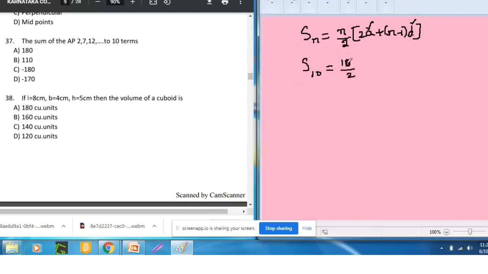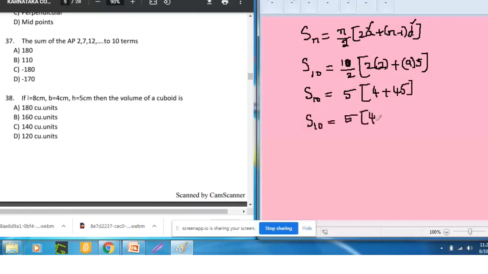N by 2 means 10 by 2 into 2a. A is first term which is given as 2, plus n minus 1. 10 minus 1, they are asking to find 10 terms, so 10 minus 1 is 9 and common difference will be 5. So 2, 7 difference is 5 and 12 and 7 difference is 5. I just replaced the basic values in the formula. 10 by 2 is 5, 2 2s are 4 and 9 5s are 45. So sum to n terms is 5 into 49. 4 plus 45 is 49. So 49 into 5 is 245. So sum to 10 terms is 245.